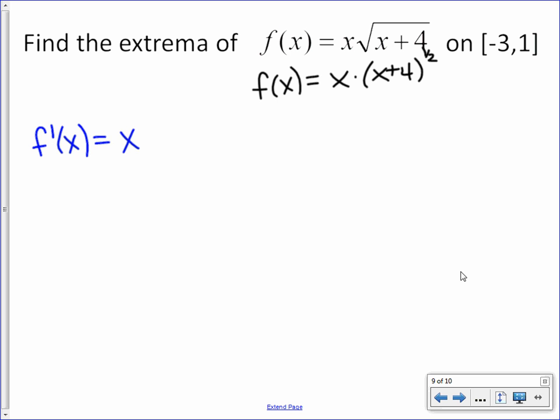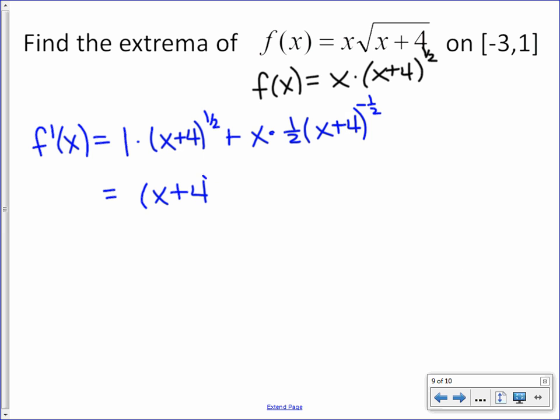of x, derivative of x times the second function plus the first function times the derivative of x plus 4 to the 1/2. So power rule and chain rule, the derivative of the inside would be -1. So what are we working with here? We have x plus 4 to the 1/2 power plus x over 2, and since we have a negative power, I'm going to bring it downstairs so our power is positive.